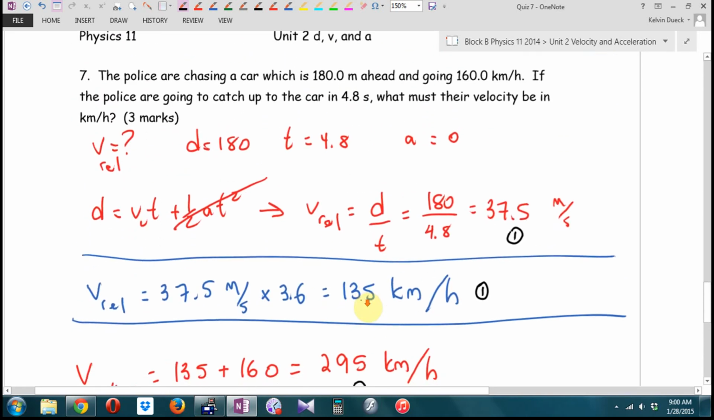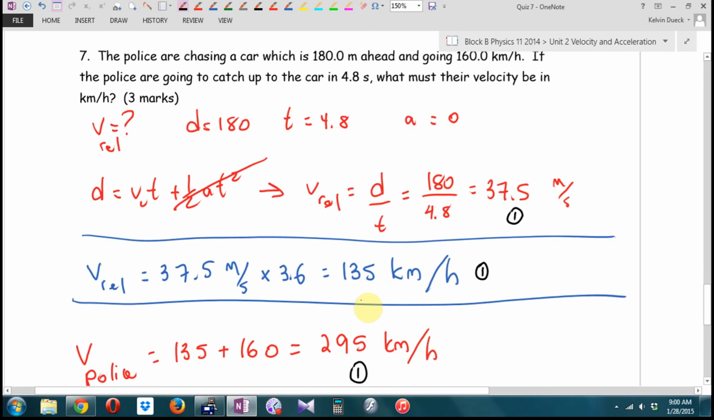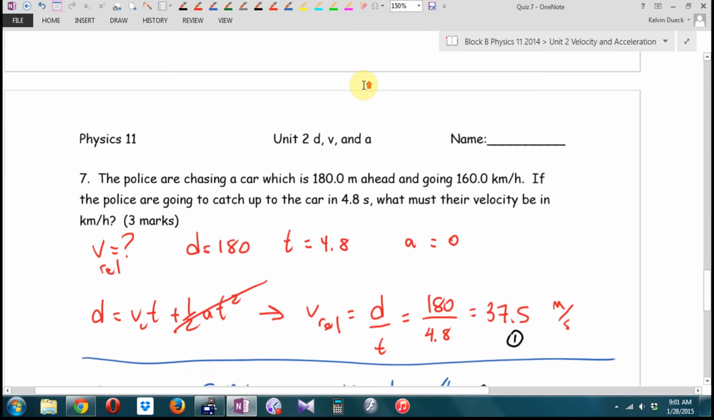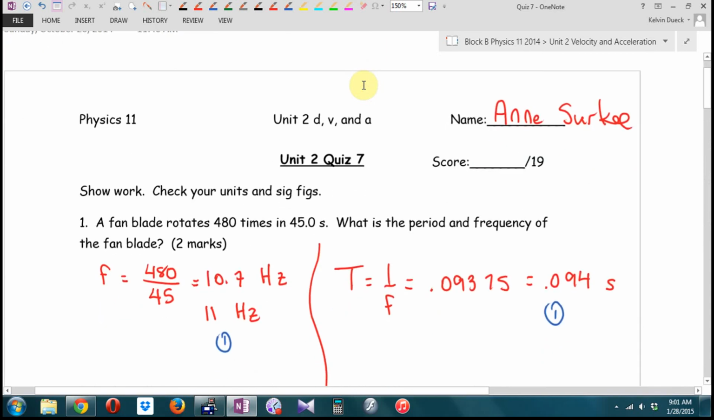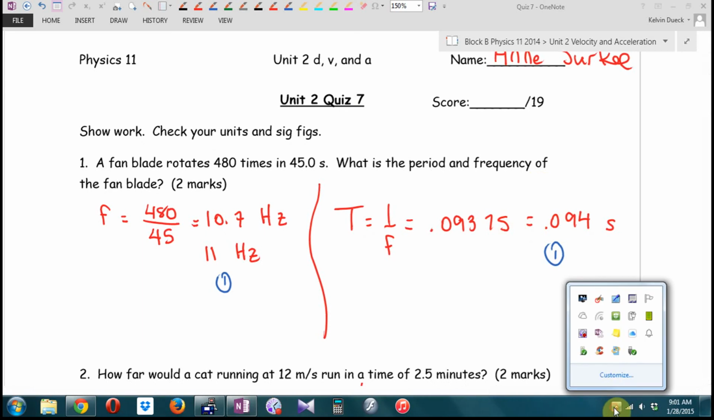But yeah, probably these bad guys are going away. Or, again, the issue is they're trying to catch up in 4.8 seconds. If they're trying to catch up in 30 seconds, they don't have to go so fast. They just have to go a little bit faster than the bad guys, right? So normally I would say, hey, give me a score out of 19. This is purely for your own studying and edification. Okay?